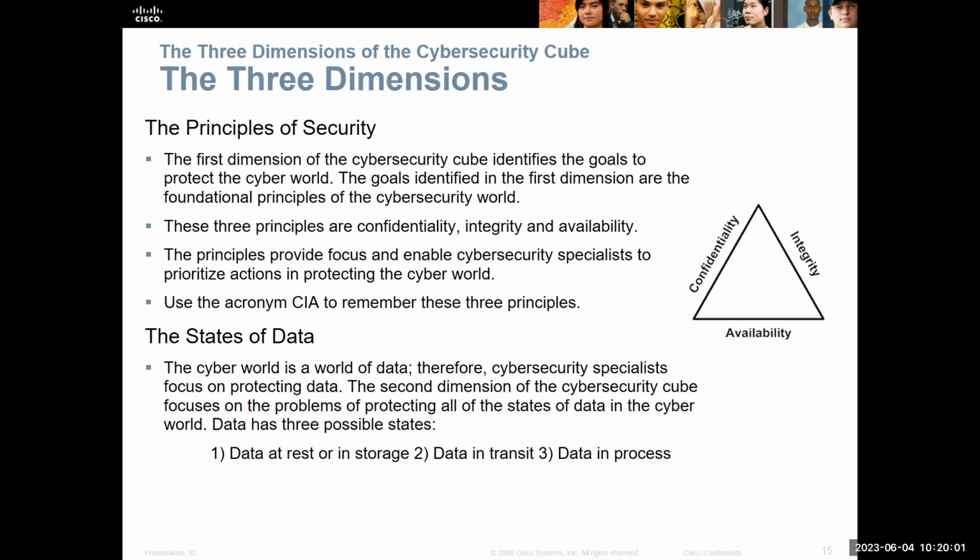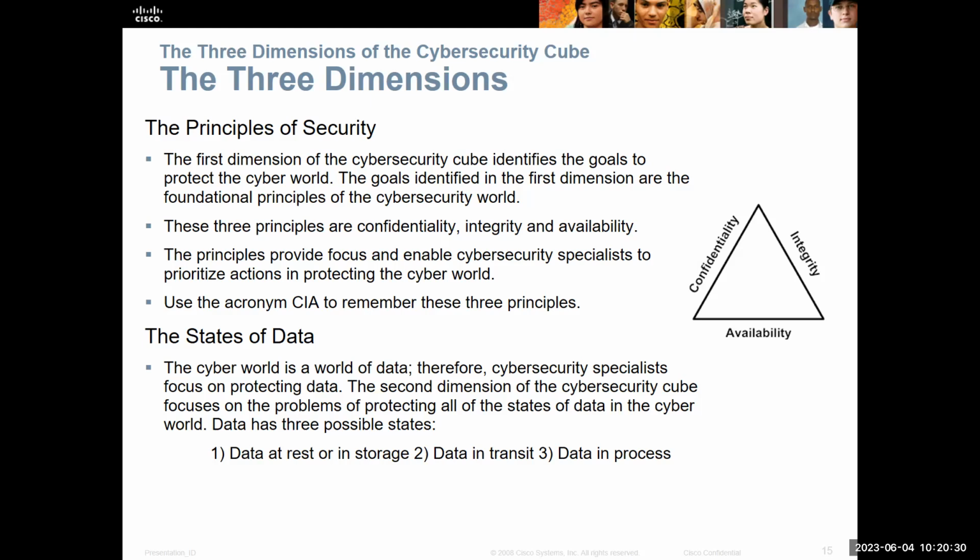These three possible states are, first, data at rest or in storage. This is state number one. The data at rest is data that is in storage, okay? It is stored in the memory of the computer, or in the memory of your mobile devices, or in the memory of your router, or in the memory of the server. This is data at rest.